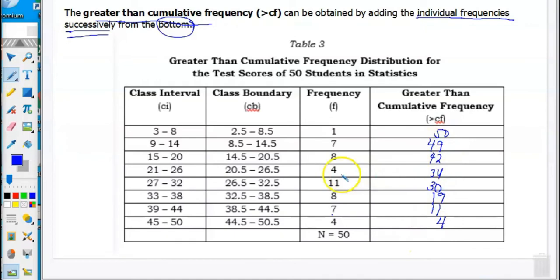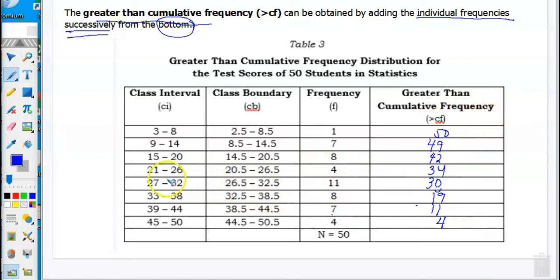There you go. That's why, to answer the question earlier, how many got higher than 38? These are the two values that will be considered, 7 plus 4. Instead of adding these two items, we just look at the next class interval, which is 11. How many got a score higher than 20? If it's higher than 20, we include all the values here. That would mean there are 34 students higher than 20. That's the purpose of the greater than cumulative frequency.